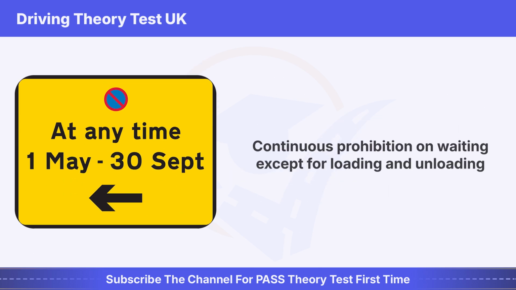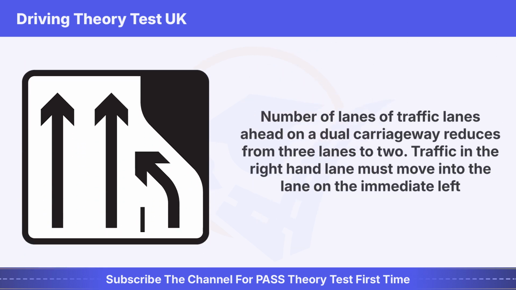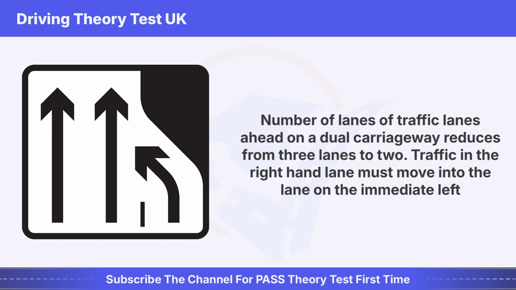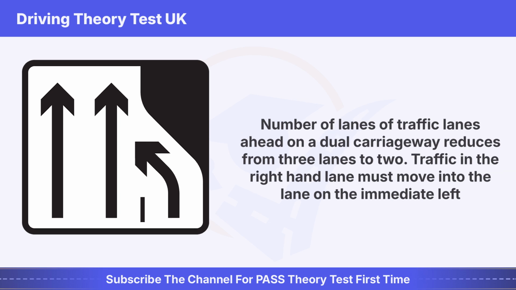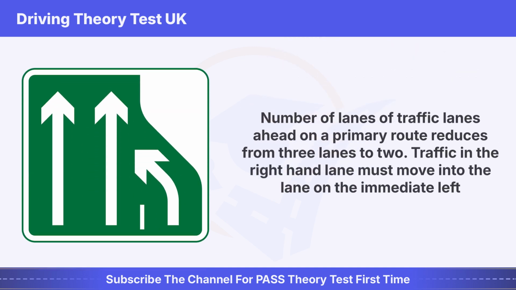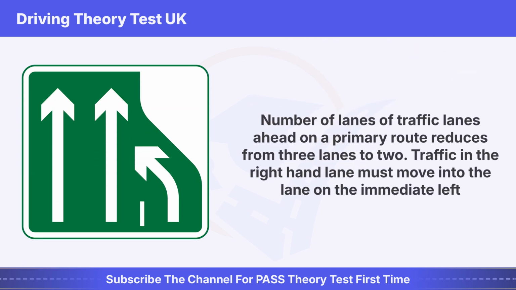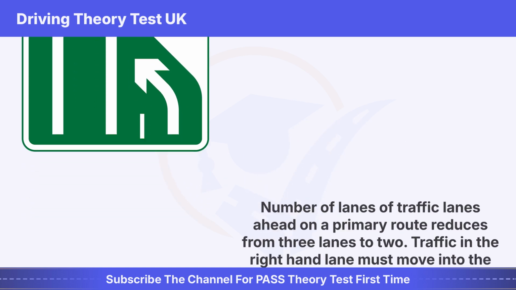Continuous prohibition on waiting except for loading and unloading. Number of lanes ahead on a dual carriageway reduces from 3 lanes to 2. Traffic in the right-hand lane must move into the lane on the immediate left. Number of lanes ahead on a primary route reduces from 3 lanes to 2. Traffic in the right-hand lane must move into the lane on the immediate left.